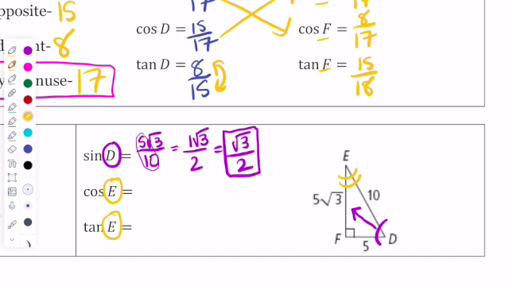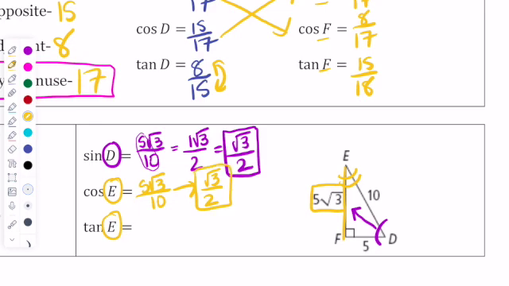So what is the cosine of E? Well, we know that it should be the same as the sine of D, but if you didn't pick up on that, go to the yellow one. The adjacent is going to be this piece right here. It's going to be 5 root 3 over 10, which we just simplified, so I know that that's going to fully simplify to root 3 over 2. So again, those end up being the same.